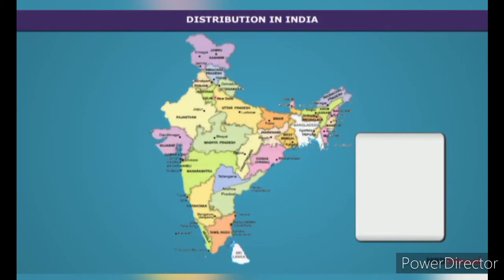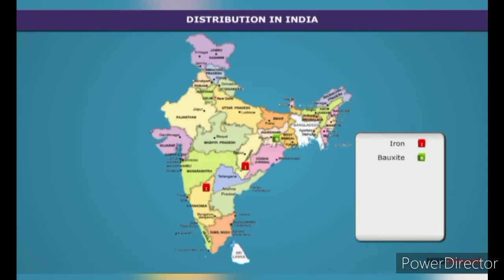Distribution in India. Iron. Iron is the basis of modern industrialization. Most of the high-grade iron ore magnetite deposits are in Bailadila of Chhattisgarh, Bellary-Hospet area of Karnataka, as well as in Jharkhand.